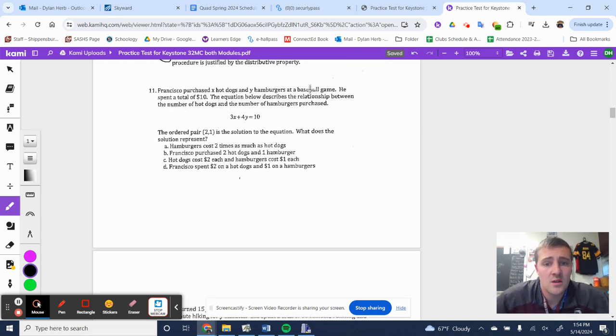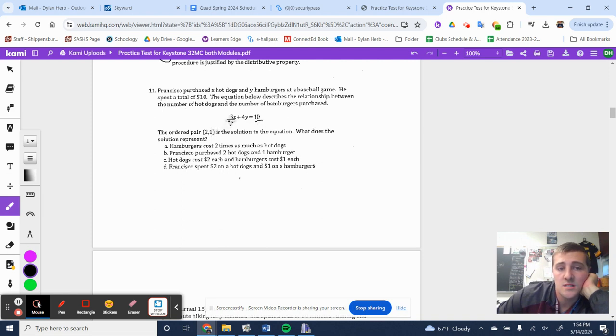Francisco purchased X hot dogs, Y hamburgers. He spent a total of $10. This equation would be about dollars because we're talking about total dollars. So these coefficients in front of here should be the prices of each of those. So hot dogs should cost me $3 and a hamburger should cost $4, which means my X and my Y are the amount of each. So 2, 1 is a solution. That should mean 2 hot dogs and 1 hamburger. So which one? Oh, that's not what it's asking me.